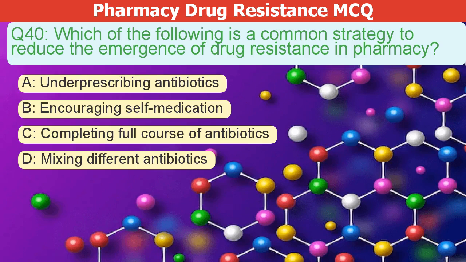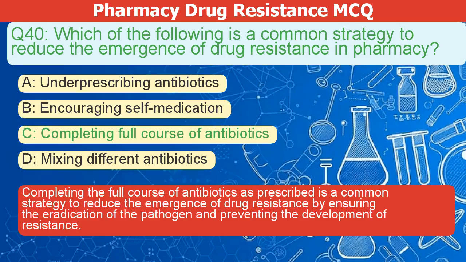Which of the following is a common strategy to reduce the emergence of drug resistance in pharmacy? A. Underprescribing antibiotics. B. Encouraging self-medication. C. Completing the full course of antibiotics. D. Mixing different antibiotics. The correct answer is C. Completing the full course of antibiotics is prescribed as a common strategy to reduce the emergence of drug resistance. This is done by ensuring the eradication of the pathogen and preventing the development of resistance.